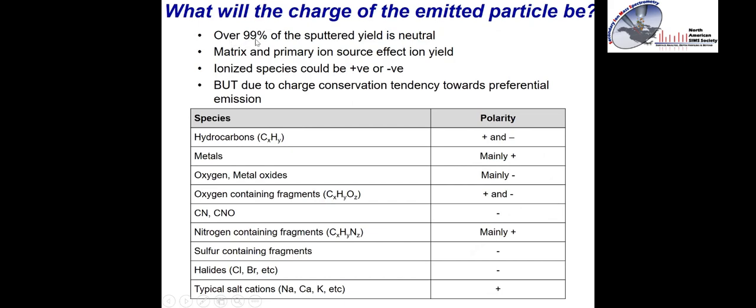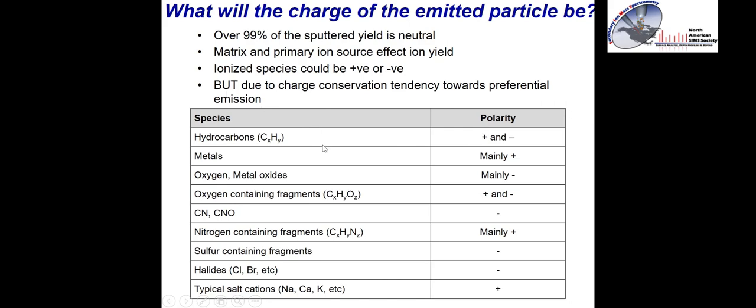However, over 99% of what is sputtered is typically neutral, and so we don't actually analyze that unless you use some sort of post-ionization. There are also so-called matrix and primary ion source effects that can affect the ion yield for different surfaces. Regardless of the primary ion used, we end up with both positive and negative secondary ions, and in most systems, you have to analyze those separately. So you have to collect your positive ion data and then your negative ion data.